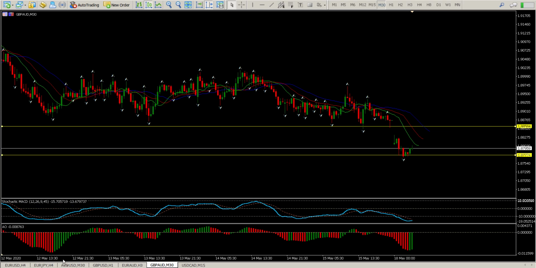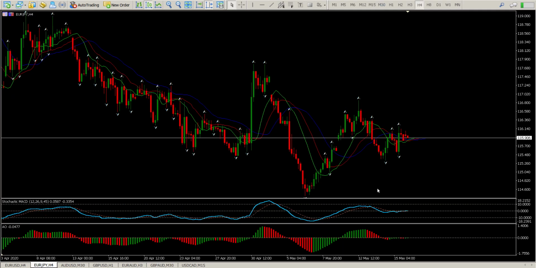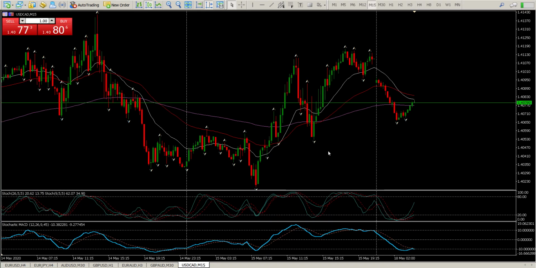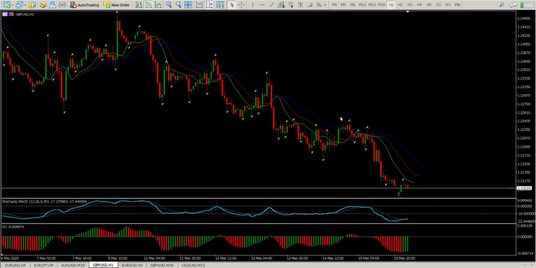All the pairs that I'm watching, Euro USD and Euro Japanese yen, you can see with Euro yen we're still congested here, and Euro USD we're also still congested here. So USD Canadian dollar, not really interested in that at the moment. Look at that this afternoon during the US session.